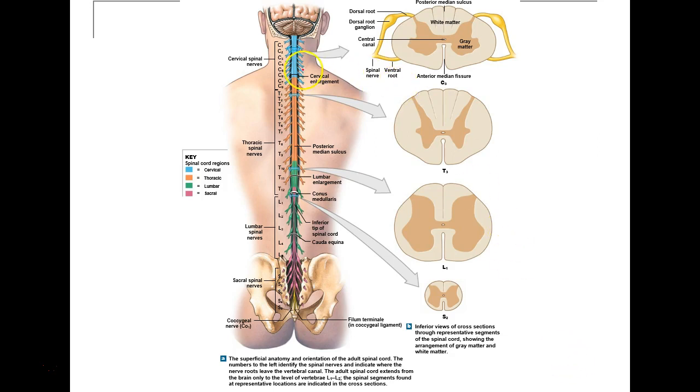So here's another look. Kind of shows the sections of cord. So blue, cervical, orange, thoracic. And then we get a little bit of green for the lumbar, and then sacrum would be purple. But here you can see either butterfly or H-shaped gray matter within the cord as well.